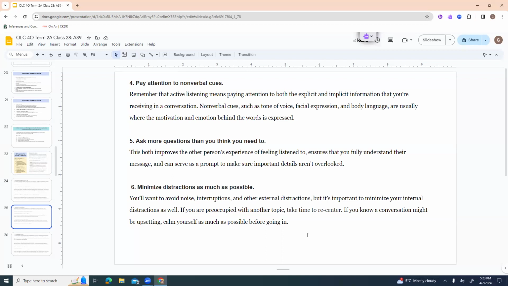Number 5, ask more questions than you think you need to. This improves the other person's experience of feeling listened to. It also ensures that you fully understand their message, and it can serve as a prompt to make sure important details aren't overlooked. Number 6, minimize distractions as much as possible. You want to avoid noise, interruptions, and other external distractions, but it's also important to minimize your internal distractions. If you're preoccupied with another topic, take time to recenter. If you know a conversation might be upsetting, calm yourself as much as possible before going in.